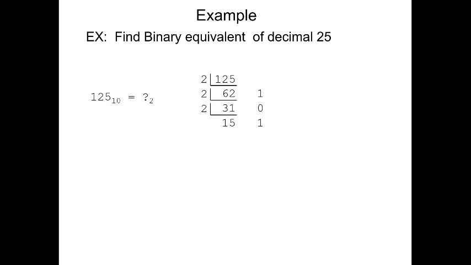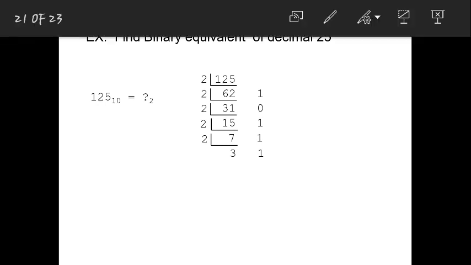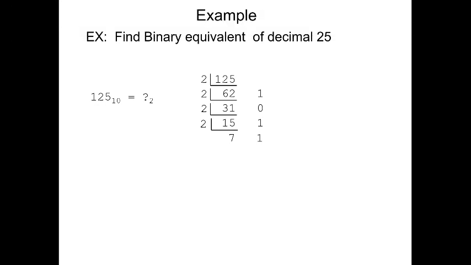Next, 2 15s are 30. So once you got 2 15s are 30, but the number here is 31, so 1 you got as a remainder here. Okay. Next you got 15. You need to divide 15 with 2. Okay, 15 with 2. That means 2 7s are 14. So when you get 2 7s are 14, the remainder will be equal to 1.